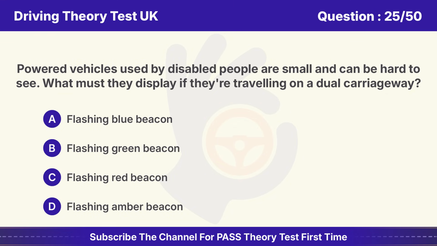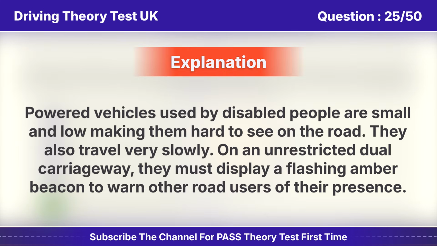Question 25. Powered vehicles used by disabled people are small and can be hard to see. What must they display if they're traveling on a dual carriageway? Answer is D. Flashing amber beacon. Powered vehicles used by disabled people are small and low, making them hard to see on the road. They also travel very slowly. On an unrestricted dual carriageway, they must display a flashing amber beacon to warn other road users of their presence.